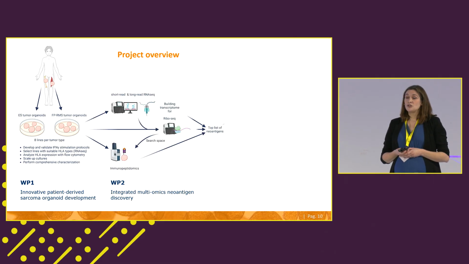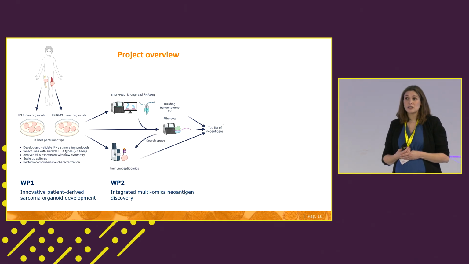Then in work package 2, we are using a lot of techniques that are present in the therapeutic vaccines work streams. First, we're going to do RNA sequencing, both short read and long read, also to look at the data itself, but also to really have a new transcriptome that we can build to map the ribosome sequencing data to.